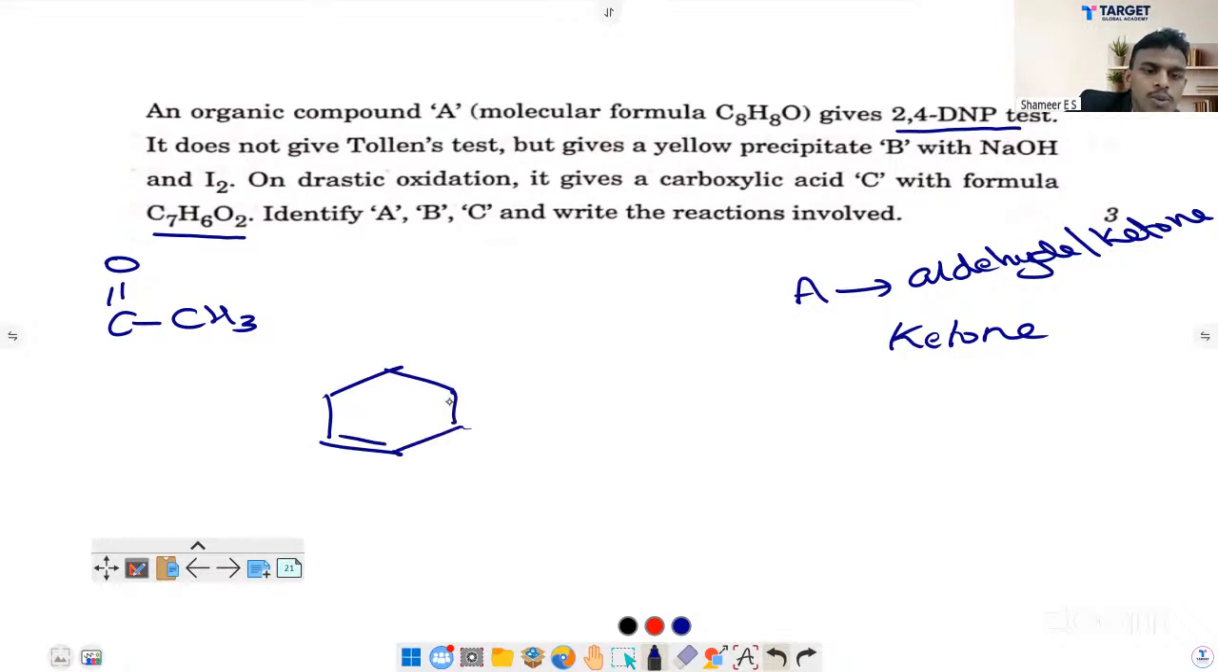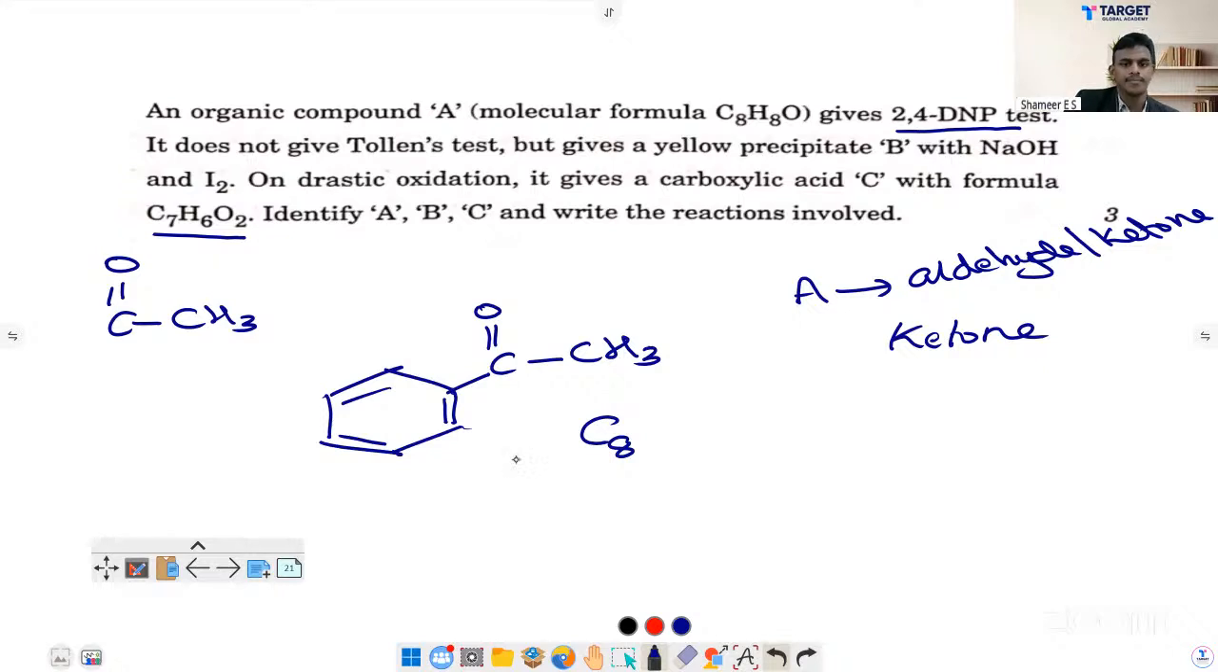1, 2, 3. If you are writing like this, is it correct? No. So the group will be COCH3. Now it will give iodoform test. It will not react with Tollens reagent, but it will react with 2,4-DNP. For confirmation, you can count the number of carbon atoms here: 6, 7, 8 carbon atoms.